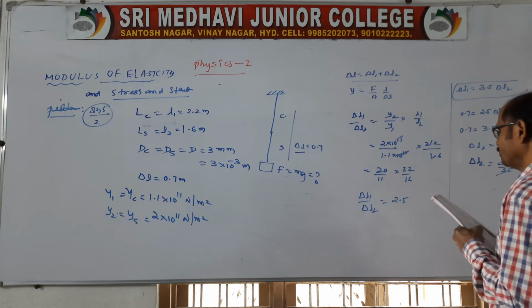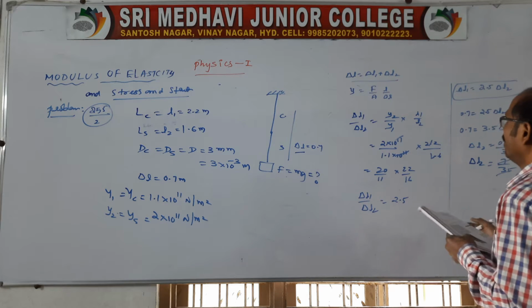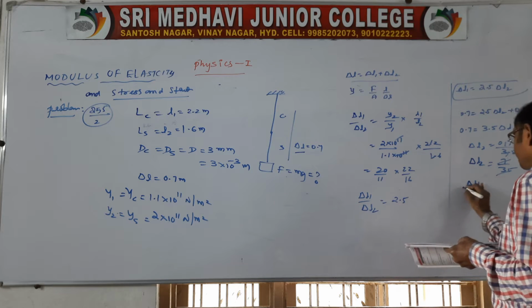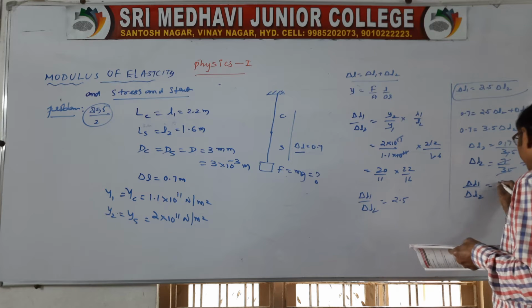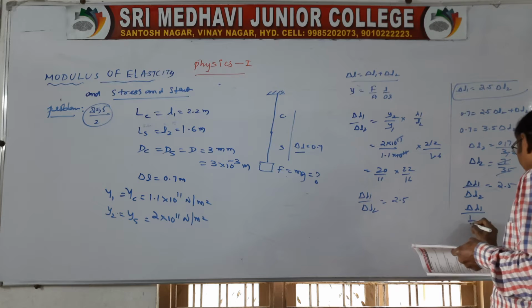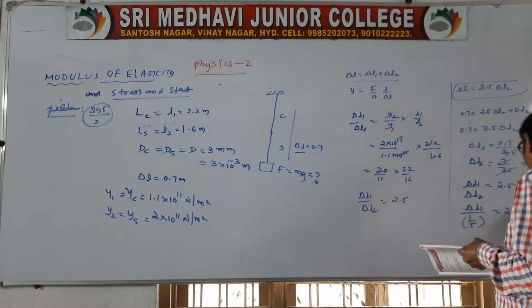Now we know delta L2, get delta L1 also. This one you substitute here, we get delta L1 by delta L2 is equal to 2.5, no? Delta L1 by 1 divided by 5 is approximately equal to 2.5.